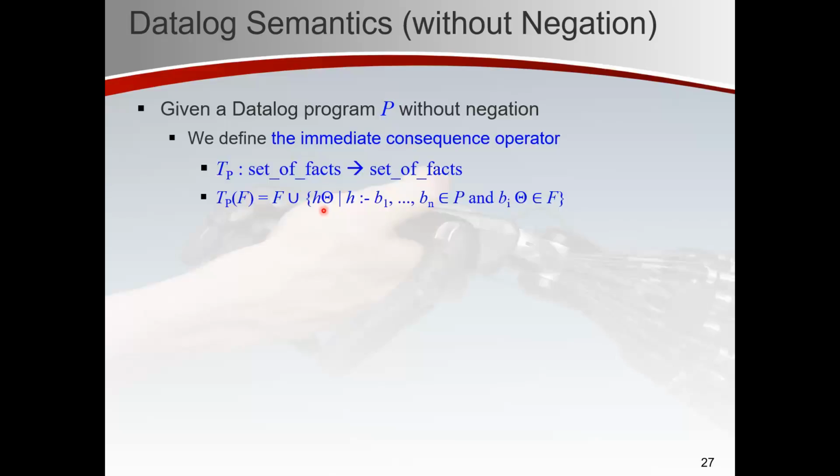You remember the theta operator stood for the variable substitution, for example, given by unification. It's the same here. It's some H with variables substituted. And the H comes from the rules of our program. So this is a Prolog rule or Datalog rule, H if B1 to Bn, part of P. P is the program. And every Bi theta should be part of F.